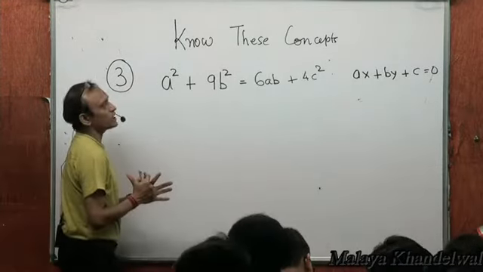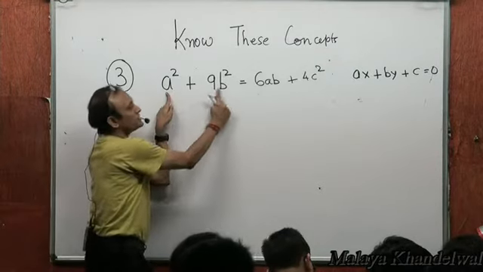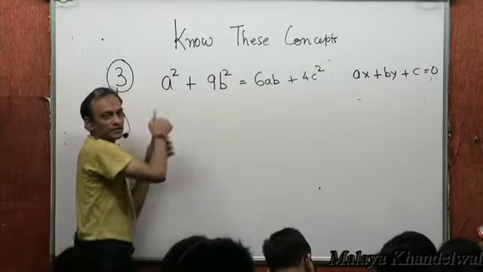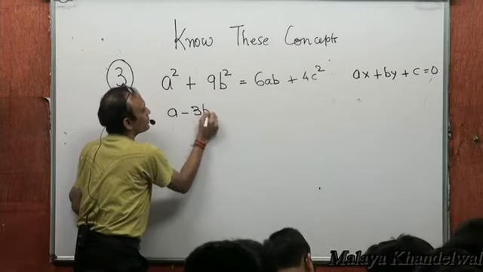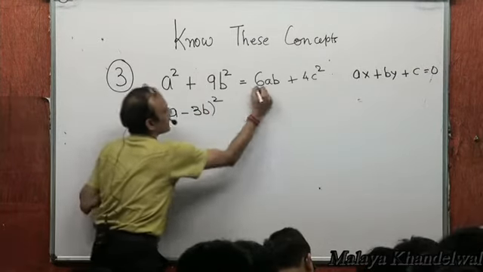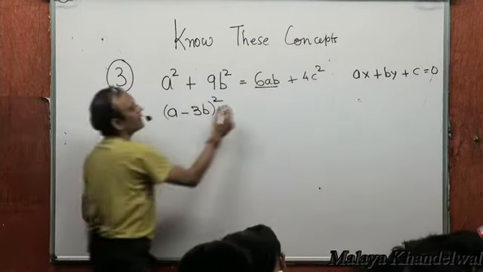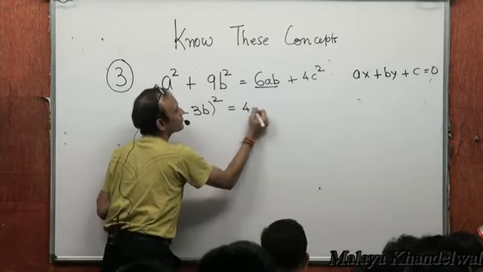Now again, it takes no rocket science to see that if I combine this and this and this and bring them on the left hand side, I end up getting A minus 3B whole square, and that's equal to 4C squared.